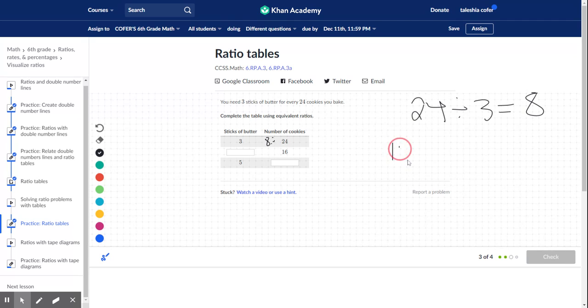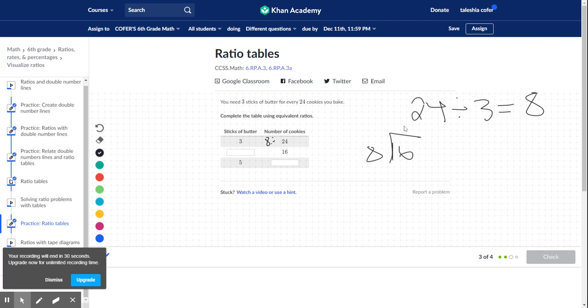In order to make 16 cookies, I have to divide that by 8. 8 times 2 would get me 16. I subtract it out, I am left with nothing. So 2 times 8 gave me 16. 5 times 8 would give me a 40. So 40 has to go there. Each time we're multiplying by 8.